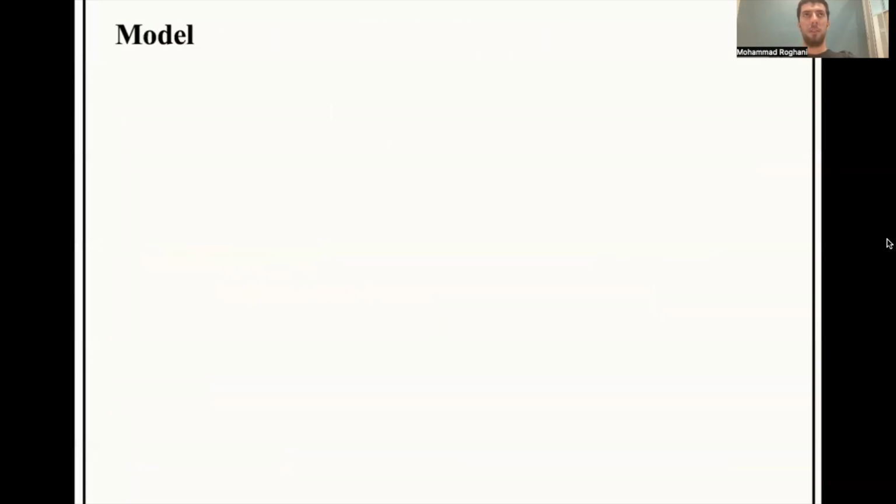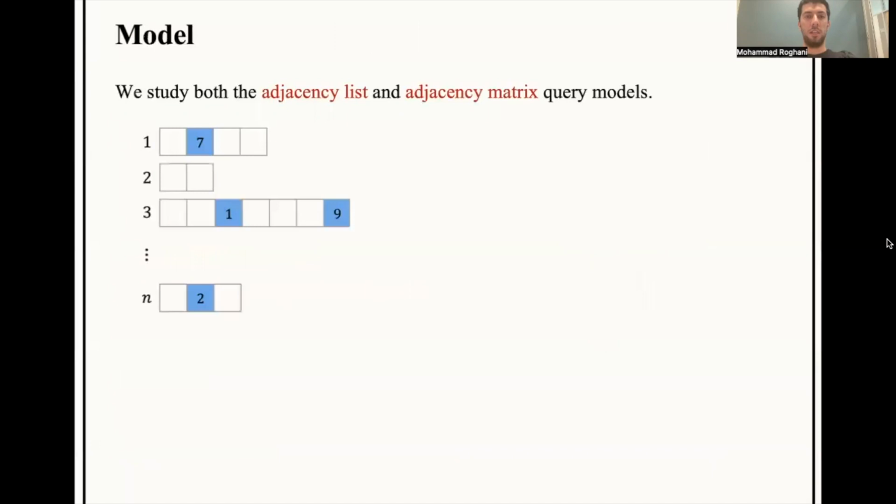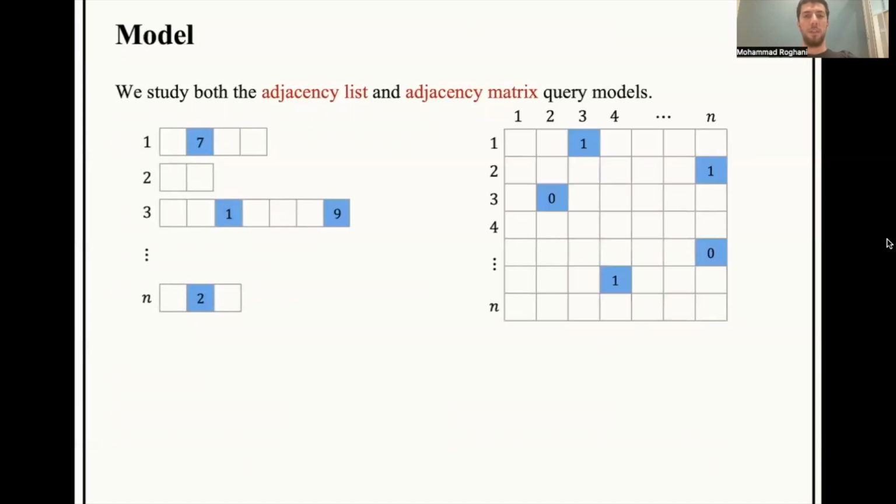When we are talking about sublinear algorithms, it's important to fix the model. We study both the adjacency list and adjacency matrix models in this paper. In the adjacency list model, you can query the i-th neighbor of vertex v. Each vertex has a list of its neighbors, and you can also query the degree of the vertex. In the adjacency matrix model, you can query whether there exists an edge between a pair i and j, and the oracle returns whether the edge exists or not.